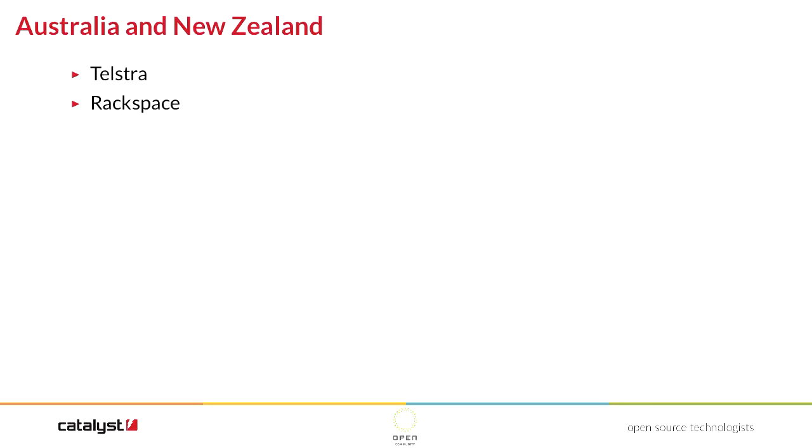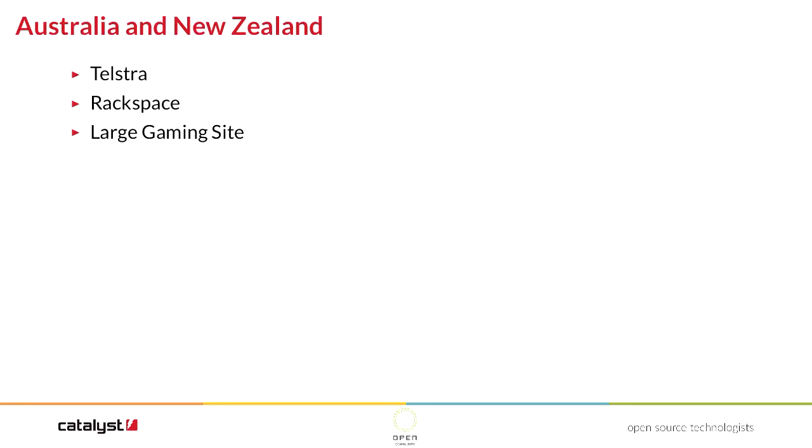Rackspace has OCP stuff here in Australia. Their bare metal offering is running on this stuff. Interestingly, I heard that without OCP, their bare metal offering probably wouldn't exist, because they needed access to the firmwares all the way down to be able to make sure that they were happy with the security aspects. So, pretty awesome. There's a large gaming site. Sadly, I can't say who that is, but there's someone else. And there's my company, Catalyst IT. We're doing some OCP. So what I'm going to talk about is why OCP for Catalyst?